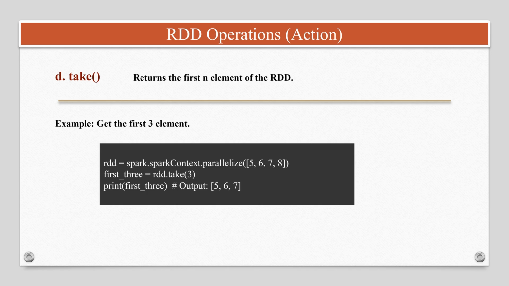Then next one is take. The take action returns the first n elements of the RDD. In the given example, 5, 6, 7, 8 are the 4 elements and we use take 3. So the first 3 elements are printed as output.